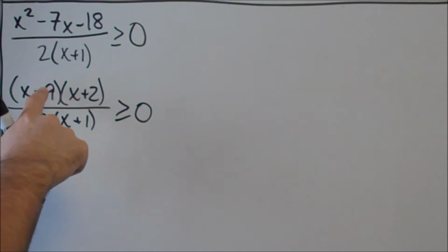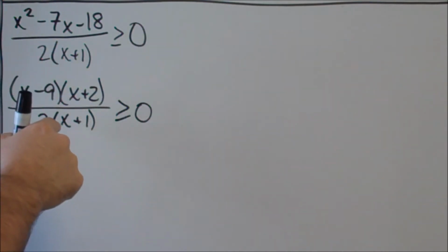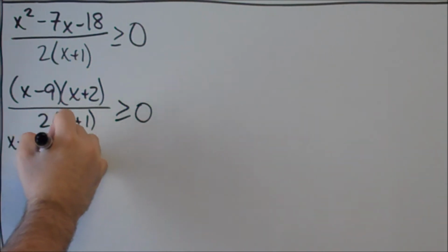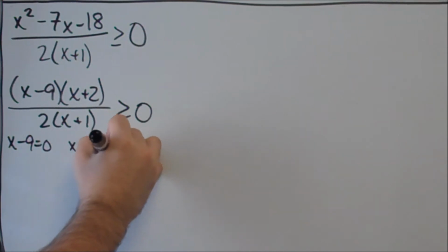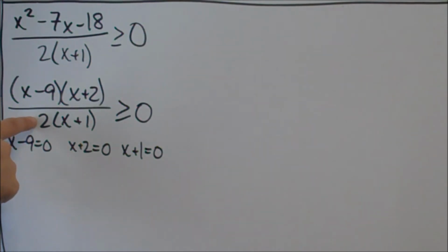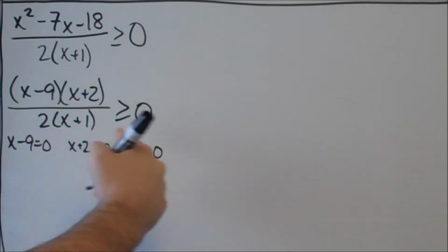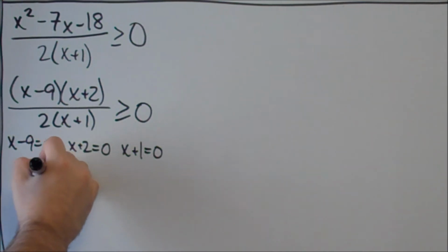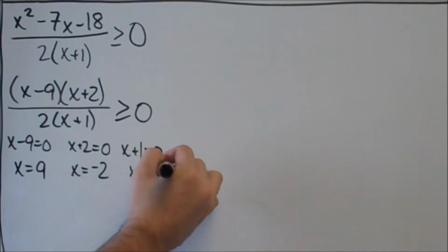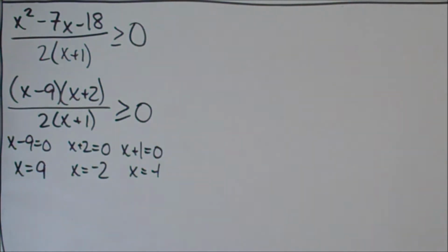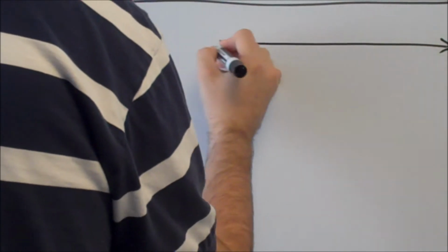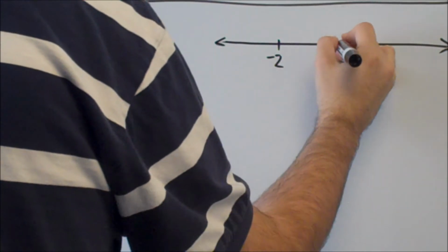Now what you want to do is set each term in this fraction that involves the variable equal to 0. So we have x minus 9 equals 0, x plus 2 equals 0, and x plus 1 equals 0. We don't have to worry about the 2 because it doesn't involve the variable. So we solve each of these for x. We get x equals positive 9, x equals negative 2, and x equals negative 1. Okay, so now we want to draw a number line with these points on it.